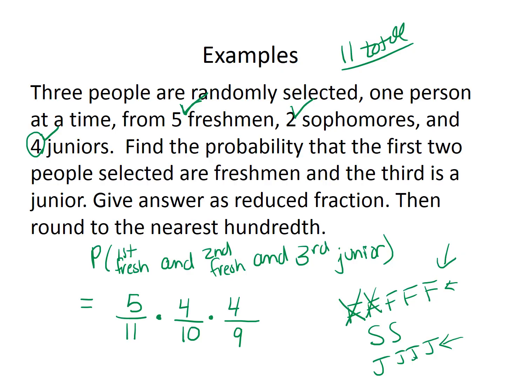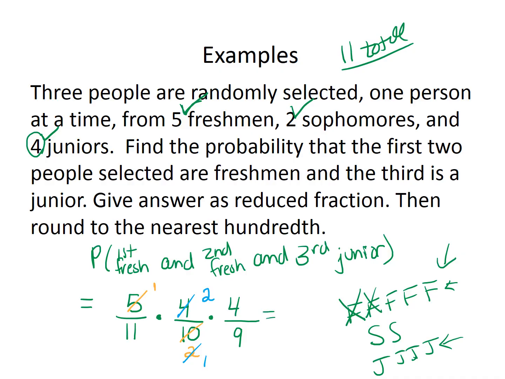Remember, you can cancel any numerator with any denominator. The 5 and the 11 don't reduce, but I can do the 5 goes into 5 once and the 5 goes into 10 twice. And then I can actually cancel that 2 into the 4. 2 goes into 2 once, 2 goes into 4 twice. And in the numerators now I have 1, 2, and 4, and the bottom I have 11, 1, and 9, so there is no further reducing.